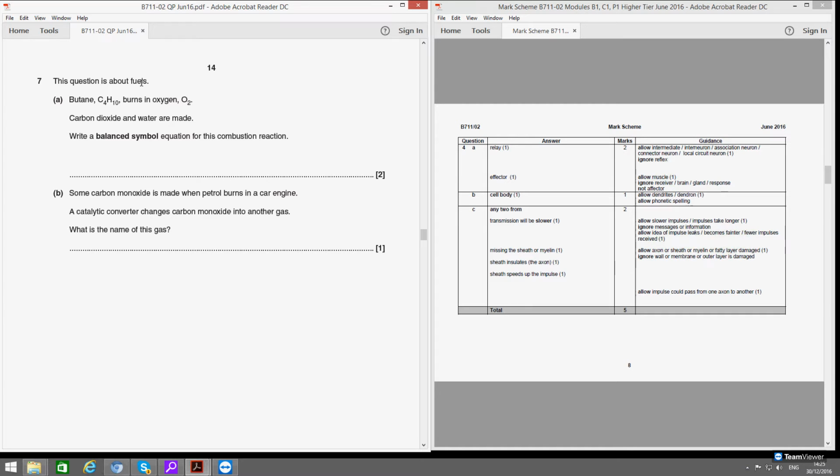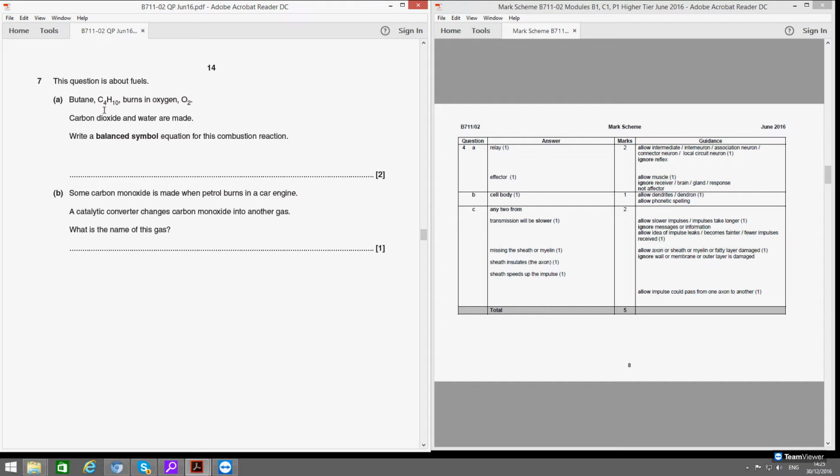So this question is about fuel. Butane, which you can see is a hydrocarbon because it contains only hydrogen and carbon, C4H10. You know it's an alkane because it ends in A-N-E. If it was an alkene, it would be ending in ENE. So it's not an alkene, it's an alkane. It burns in oxygen. It says here, carbon dioxide and water are made. Write a balanced symbol equation for this combustion reaction.